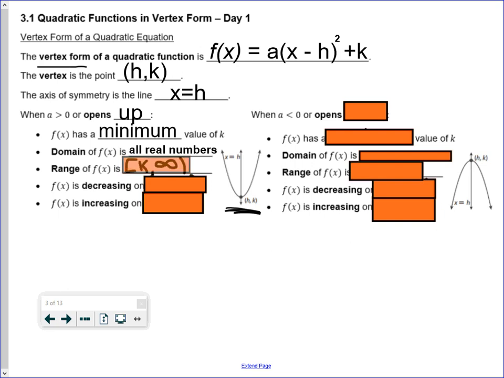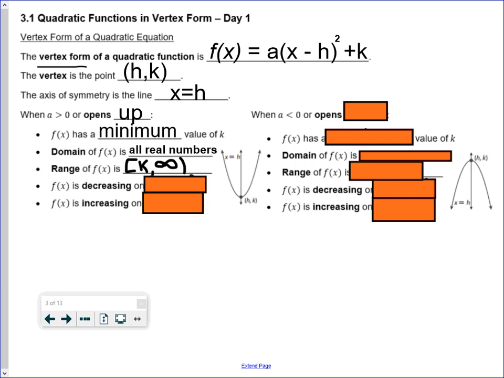The range, we can see on this graph that our smallest y value is k. It is going up forever. So we go from our smallest y value of k to our biggest, which is positive infinity. So the range is from k to positive infinity. Now, when it comes to decreasing and increasing, that's where it gets a little tricky, and that's where it's really good to have a picture of a graph.